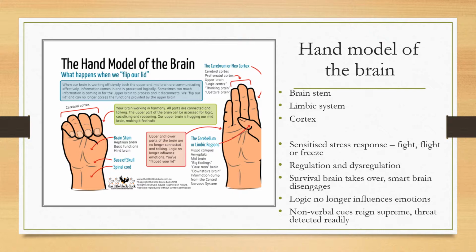You might be trying to talk to a child, and they can't process what you're saying. You might think of a time when a child flipped their lid and they couldn't seem to talk to you. That's because language is contained in the cortex. And unfortunately, threat detected through non-verbal cues is detected readily. So you have to be very aware of what you're doing with your body, your tone, and your face when a child has flipped their lid, because they are perceiving threat even if it's not there. I'll give you a few moments to read through some of the information here to really solidify that understanding of the hand model of the brain.